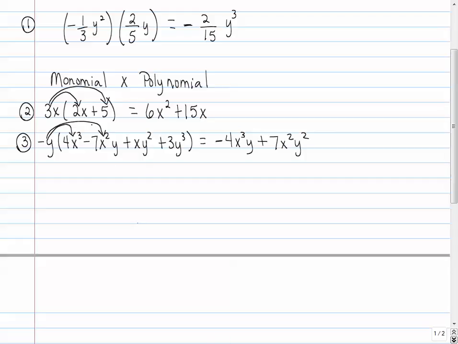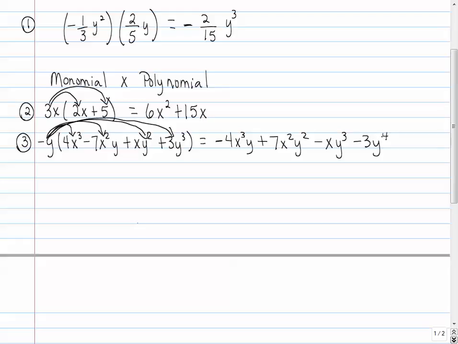And then the next one, when you multiply a negative y times a positive xy squared, it's going to give you a negative answer. You have an x, and when you multiply the y times y squared, it's y cubed. And then when you multiply it times the last term, negative y times a positive 3y cubed is going to give you a negative 3y to the fourth power.